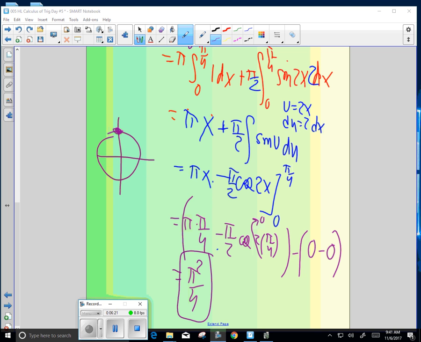Good catch. I went a little too fast here. I was hoping pi times 0, that goes to 0. But pi over 2, what's the cosine of 0? 1. So this is minus a minus. This is going to be plus pi over 2.